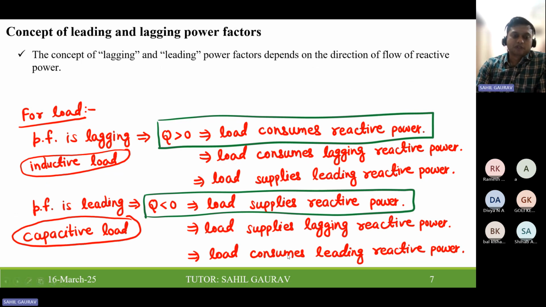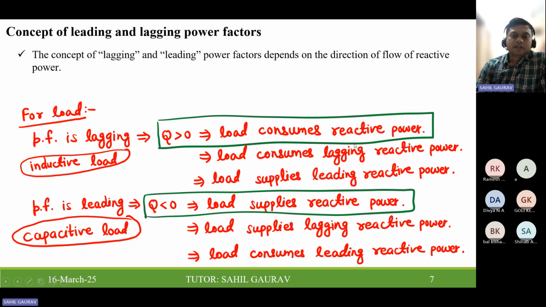Now let us see the concept of leading and lagging power factors. That is very important. Many of you have confusion regarding when you have to consider lagging reactive power or leading reactive power. So we will see this for both loads and generators. The concept of lagging and leading reactive power depends on the direction of flow of reactive power. For a load, the power factor is lagging. That means your load is inductive, and the convention is Q greater than 0. If Q is greater than 0, the load is consuming reactive power.